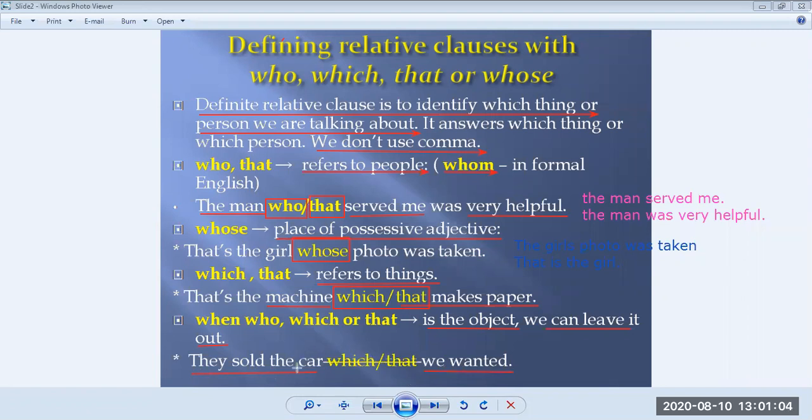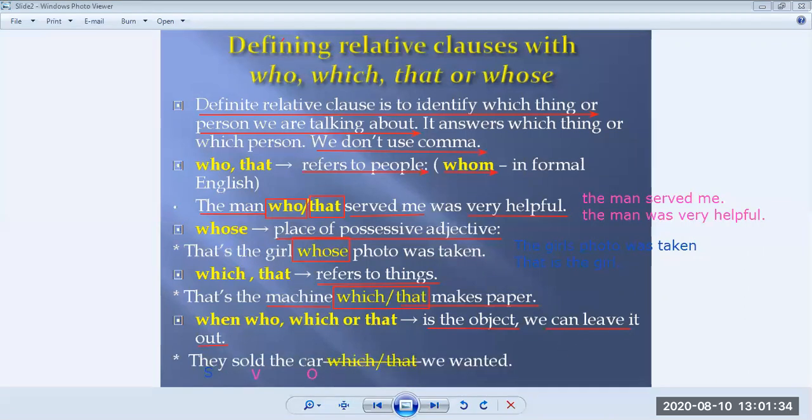So look at this one. They is our subject over here. They in this sentence is the subject of the sentence. Sold is a verb, right? And what about the car? The car is an object of the sentence.